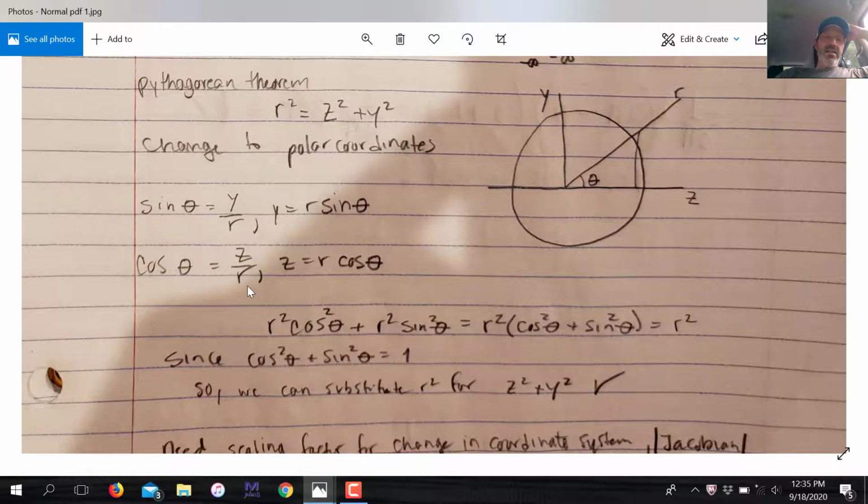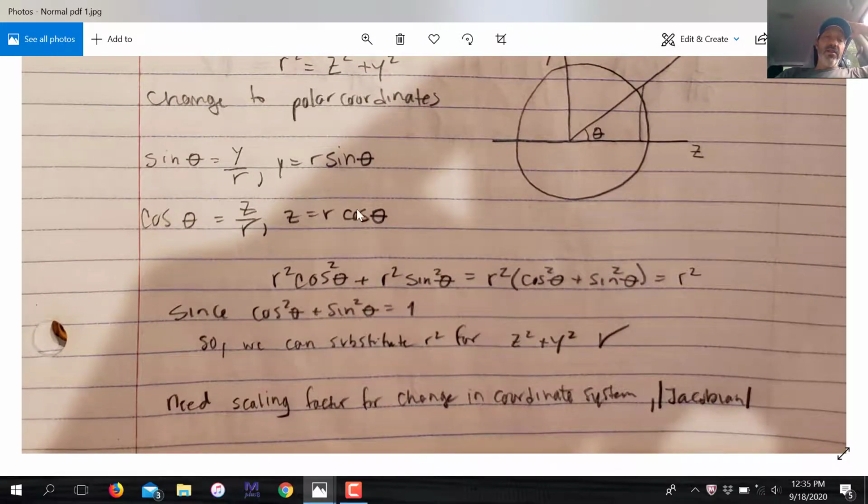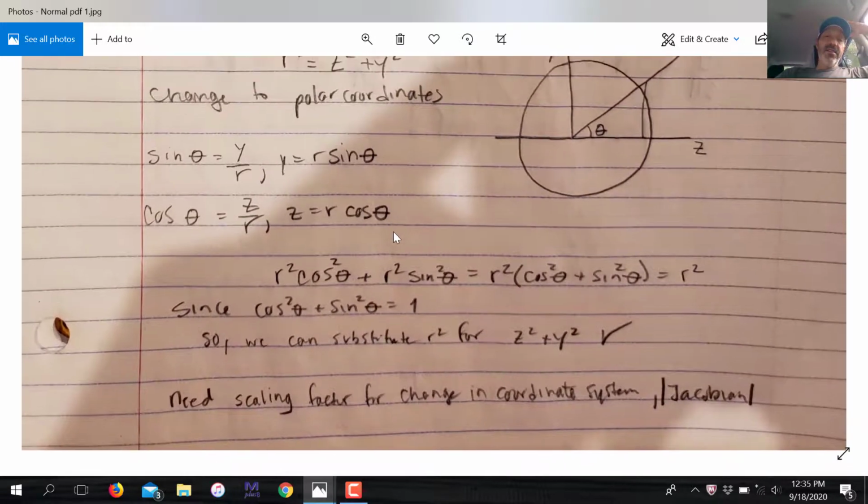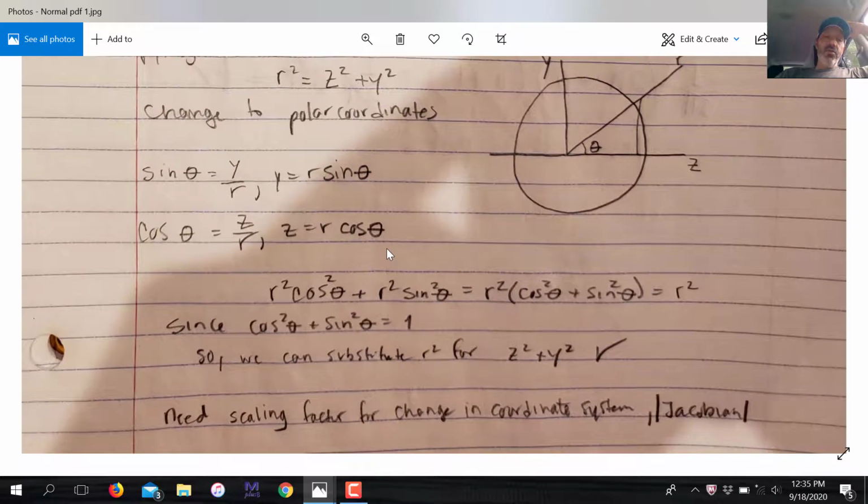And our second one here will be to convert z. So we need something that's related to z, and the cosine of theta is the adjacent line divided by r. So it'll be z divided by r. So we've got cosine theta is z divided by r, and then we rearrange this to solve for z. So z equals r cosine theta. So we've done the first step here. We've made this conversion already. Now we've converted y and z into these values that are in the polar coordinate system.